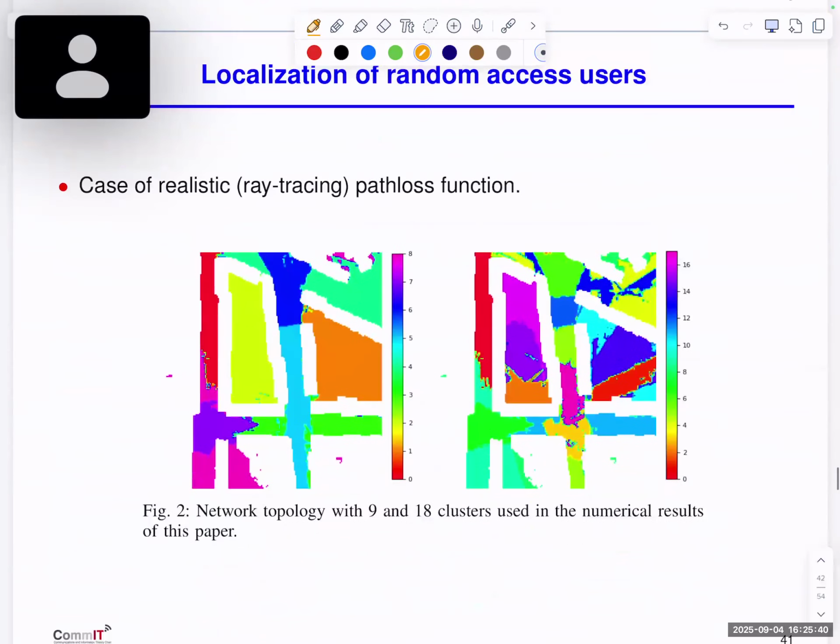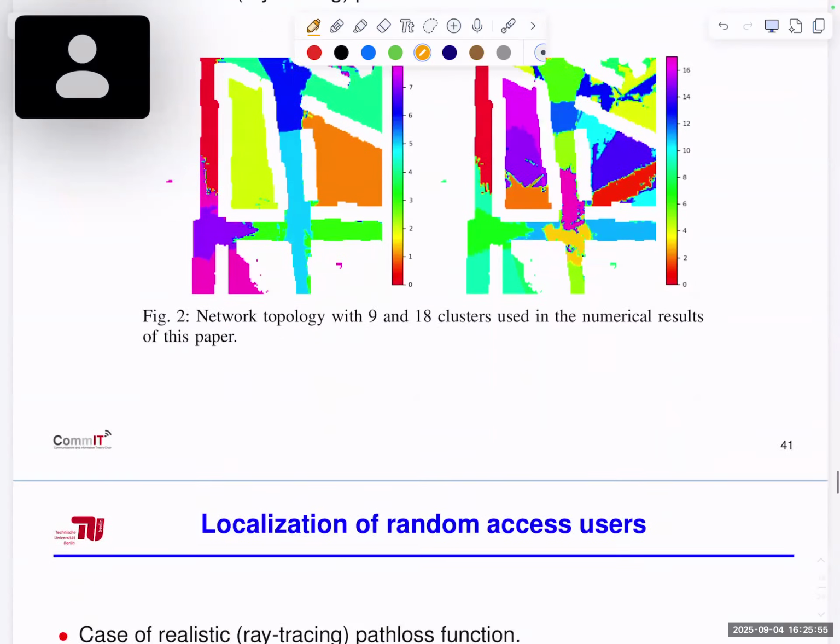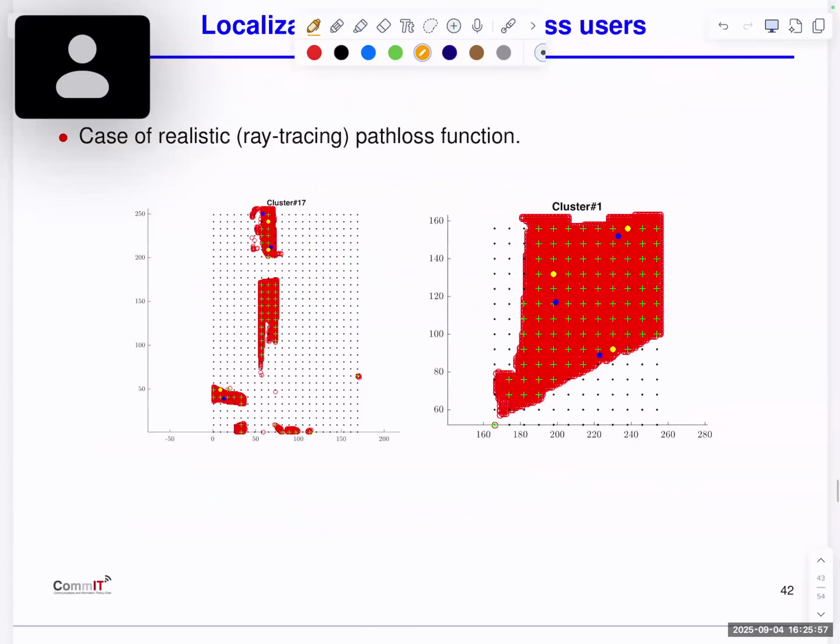Then we tried something more realistic, like this. And here things are not so good, of course, because the path loss is not a radial function. Who knows what it is? It comes from ray tracing. But we have this type of example. For example, this is one cluster, which is not even convex. They are not convex sets, and they are not compact. So, for example, using centroid approaches will give you points that are even outside the cluster.